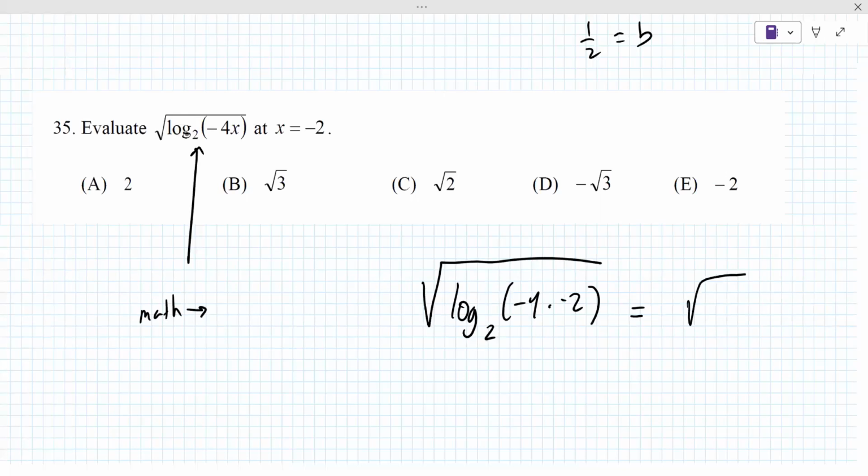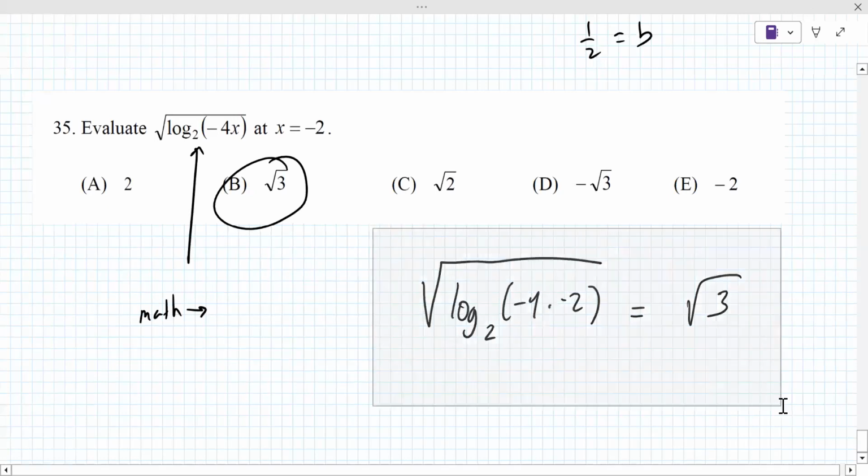So this to me looks like the square root of 3. If you want more explanation, I can show you how to do it by hand. Yeah, just a bit more explanation. Okay, so let me not do it this way then.